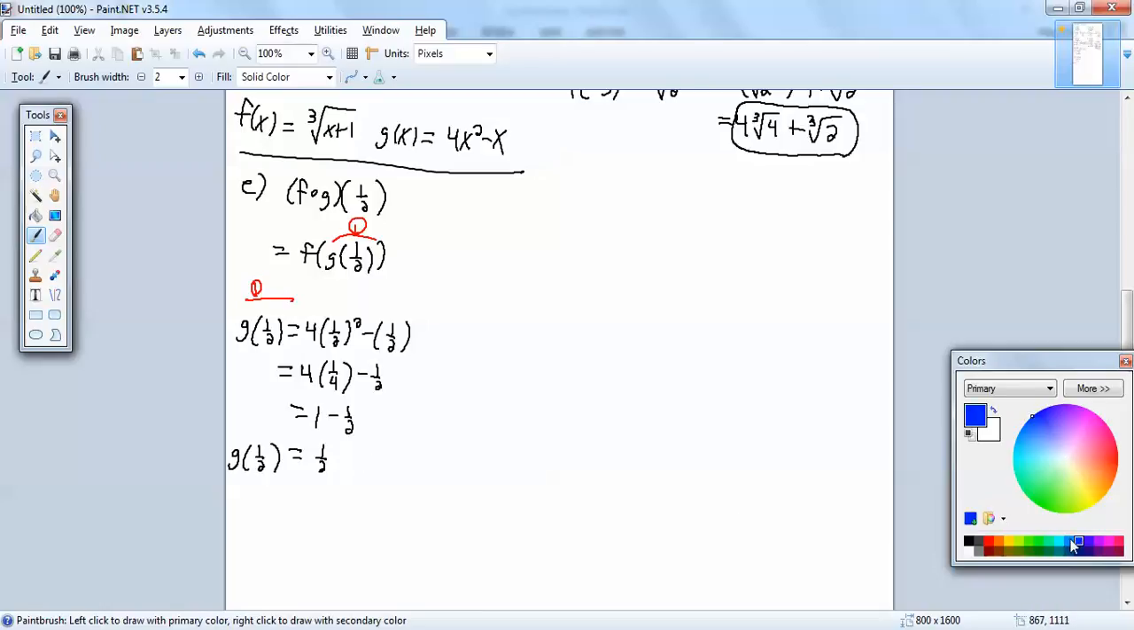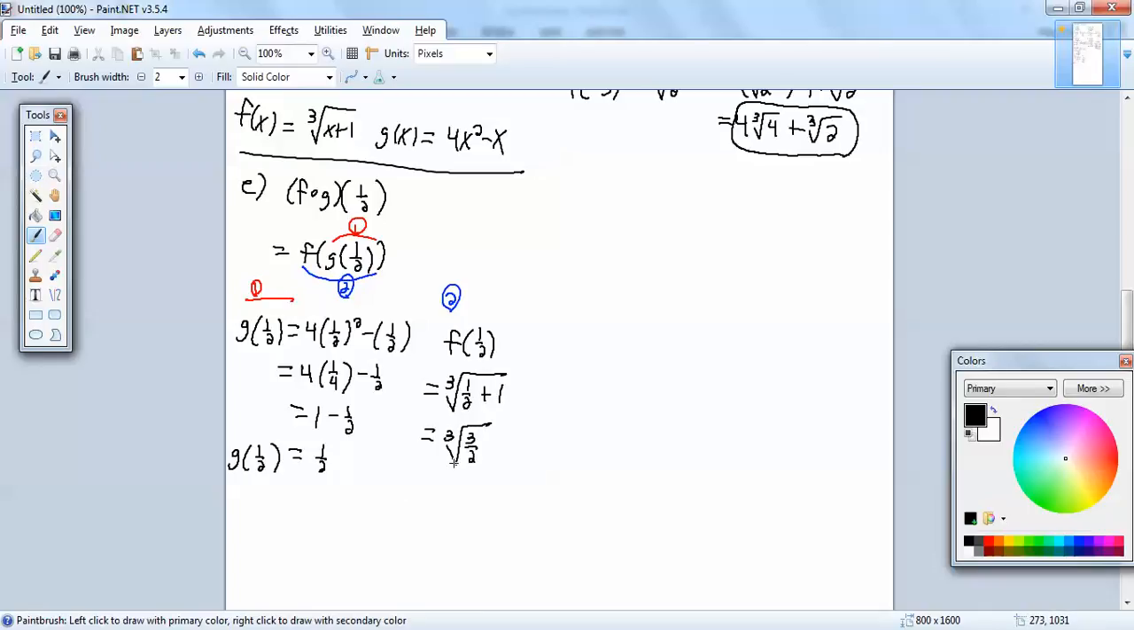So now we're going to focus on the outer. We know g of 1/2 is equal to 1/2, so I'm going to replace the g of 1/2 right here with 1/2. So we're going to be finding f of 1/2. Okay, so we're going to have the cube root, and I'm going to put 1/2 in for the x. So 1/2 plus 1, which is the cube root of 1 times 2 is 2 plus 1 is 3, so it gives us 3/2.